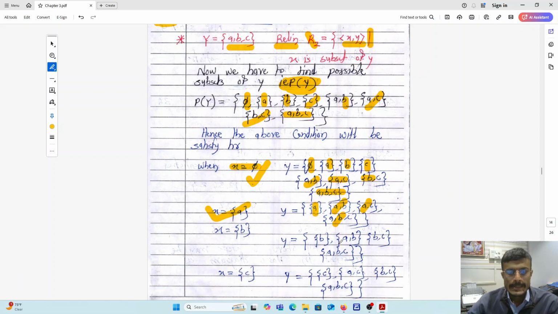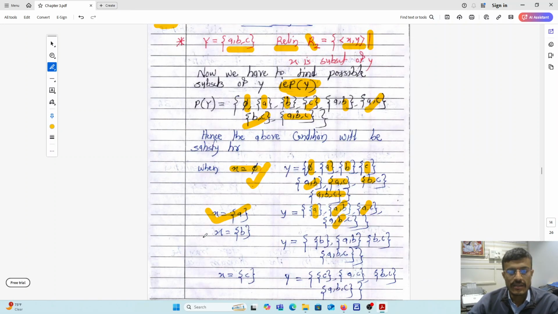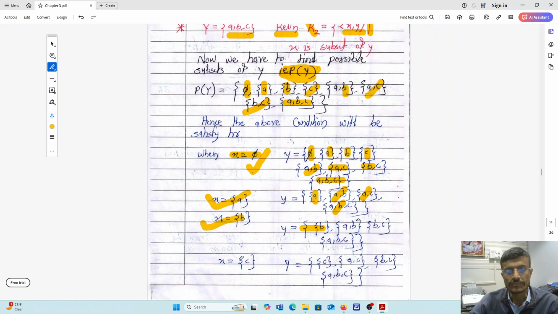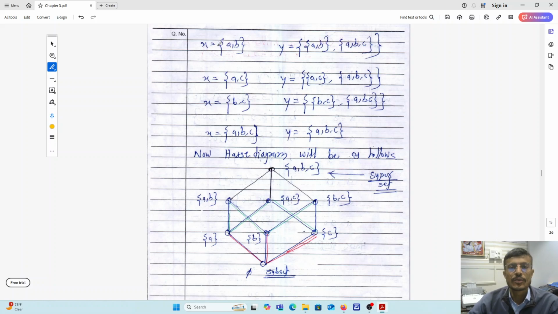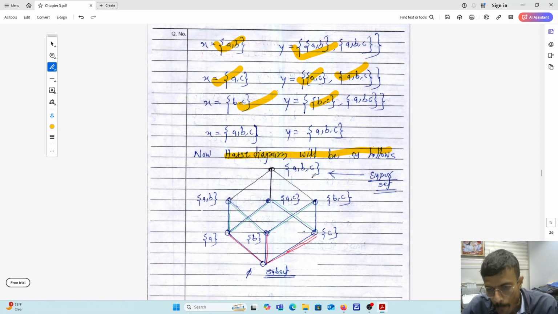And likewise X is equal to B, Y is equal to B, AB, BC and ABC. I am hoping that you will get this. X is equal to C, Y is equal to C, AC, BC, ABC. X is equal to AB, Y is equal to AB and ABC. X is equal to AC, Y is equal to AC and ABC. And likewise this one. And the Hasse diagram for this one is as follows.